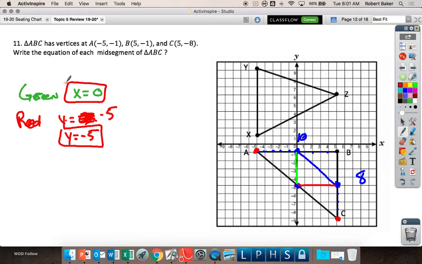Now we're looking for the blue line. What is the equation of the blue line? We need to count the slope of the blue line. 1, 2, 3, 4. Down 4, 1, 2, 3, 4, 5, over 5. So my blue line has a slope of down 4 over 5.